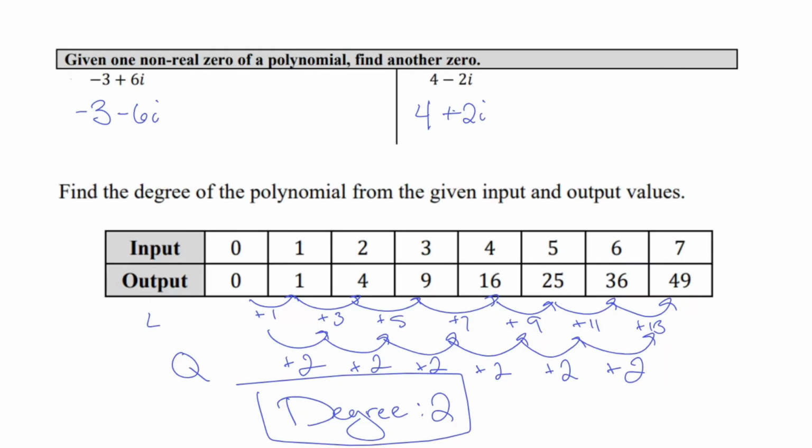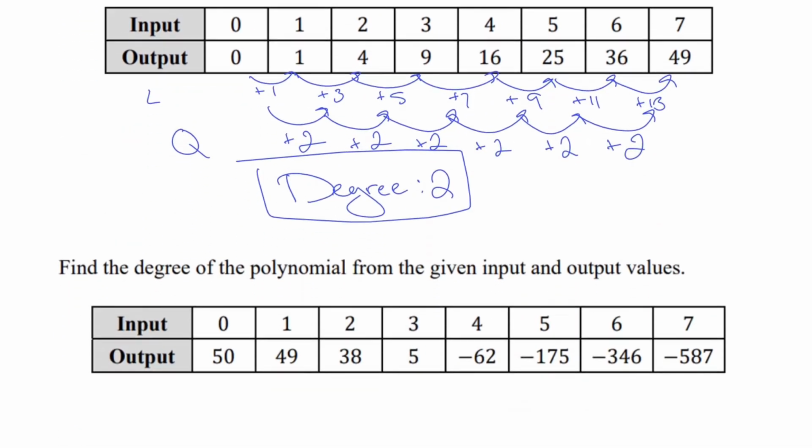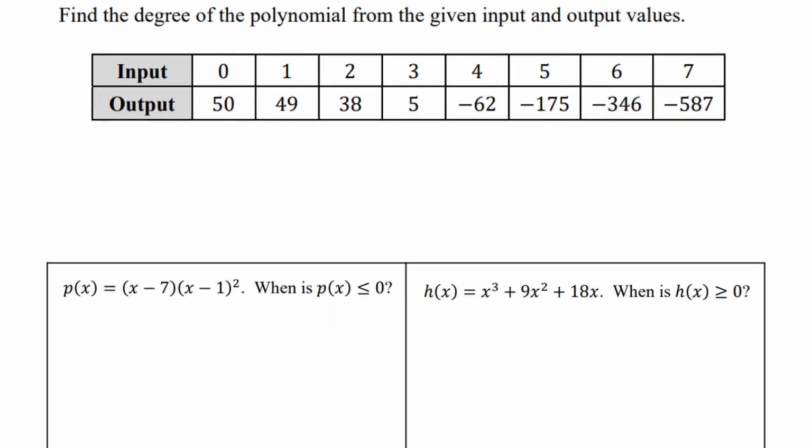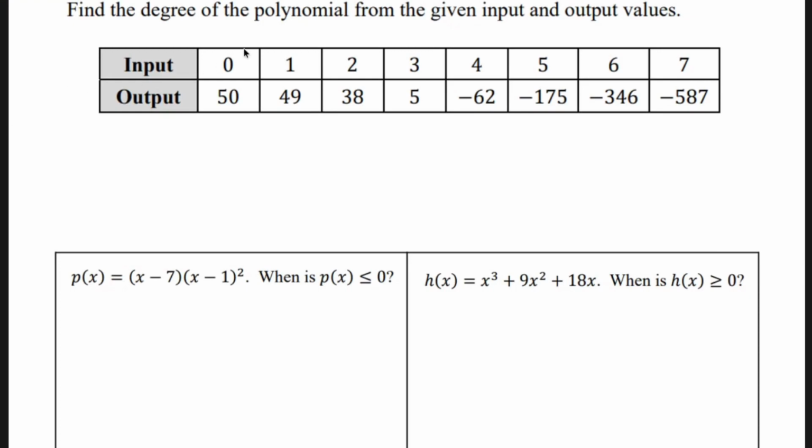Oh, good to see you, old equal length input value interval problems. Oh, we're doing it again. Find the degree of the polynomial from the given input and output values. All right, so let's do it again. We have ourselves another table, and we're going to do the same thing. Let's subtract 1. Let's subtract 11. Let's subtract 33. Let's subtract 67. Let's subtract 113, I think. Yep, let's subtract 171. Let's subtract 241.